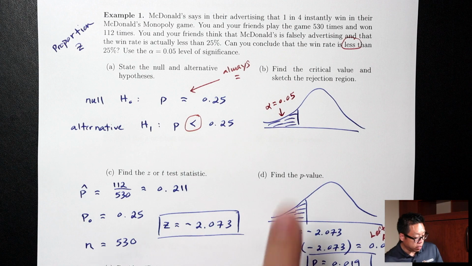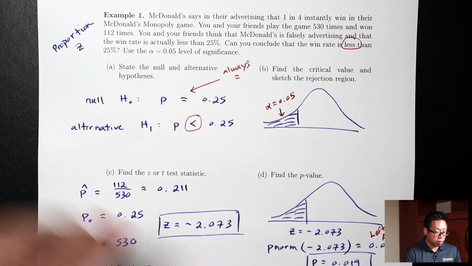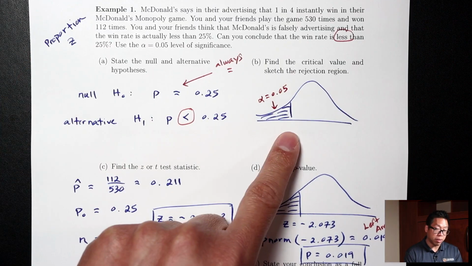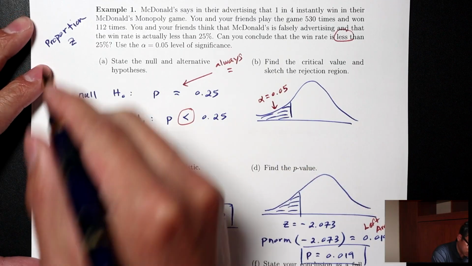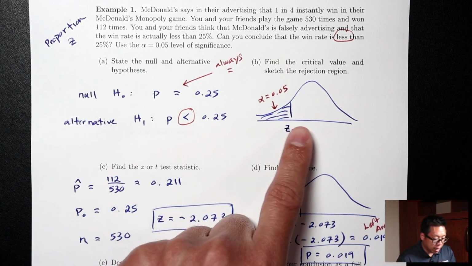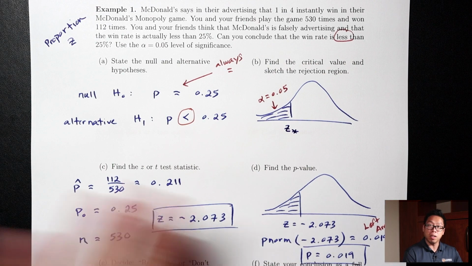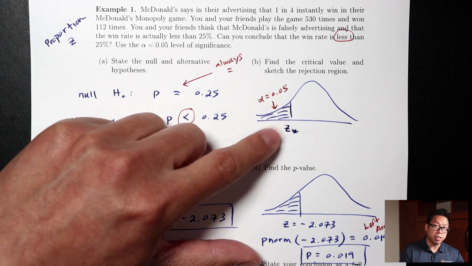And our goal in this step is to either find a z star or a t star. If we're talking about proportions, it's going to be a z star. If we're talking about means, it's going to be a t star. So this is proportions. So we're looking for this z star that has an area of 0.05 to the left. So this is an area to z question.